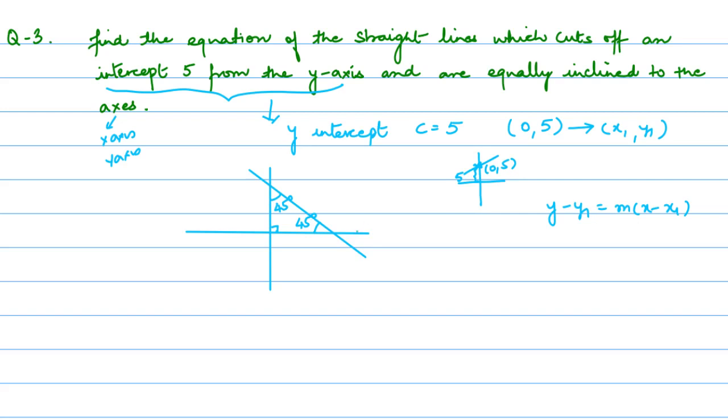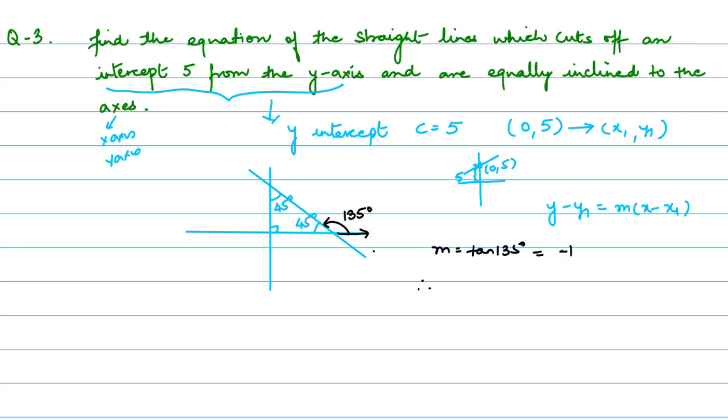No, because this 45 is being made from the negative direction of the x-axis, and we want our angle of inclination from the positive direction anti-clockwise. Therefore, what is the slope of our line? 135, or rather angle of inclination. Therefore, m is tan 135 degrees. Tan 135 is what? Minus 1.